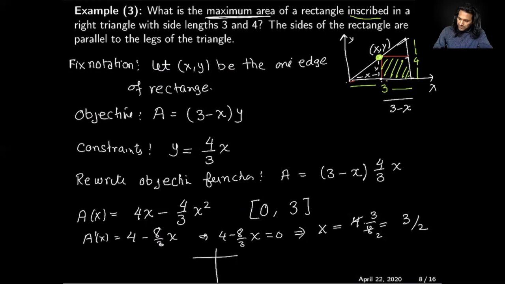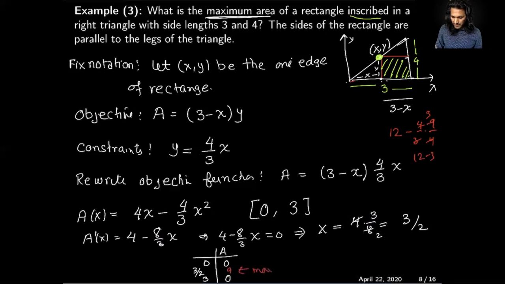Now I will draw the table, with 0, 3/2, and 3, and then I will calculate my area. At 0 the area is 0. Let's see what I get if I plug 3/2 into my objective function. 4 times 3/2 is 12, and 4/3 times 9/4 cancels to 3. So it's 12 minus 3, which is 9. This 9 is the maximum, when x is equal to 3/2.